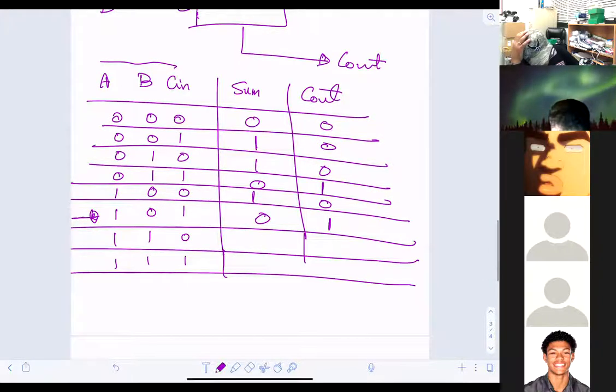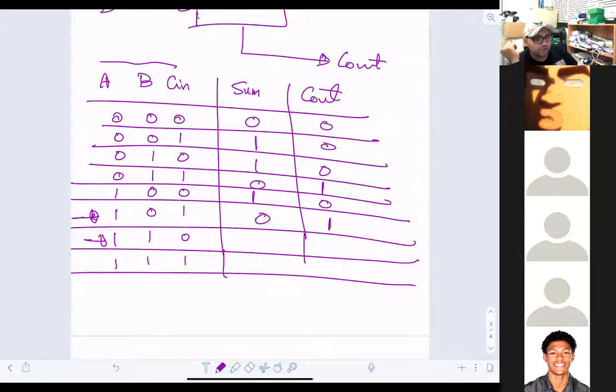Now somebody else tell me, what is this going to be? Joseph? Joseph? I'm sorry. You're fine. I left for 2 seconds. I was going to fill in the table when I got back. Okay, so tell me, what about this one? What is sum in this, and what is the carry out in this? Sum is 1. No, sum is 0. Okay. Carry out is 1.